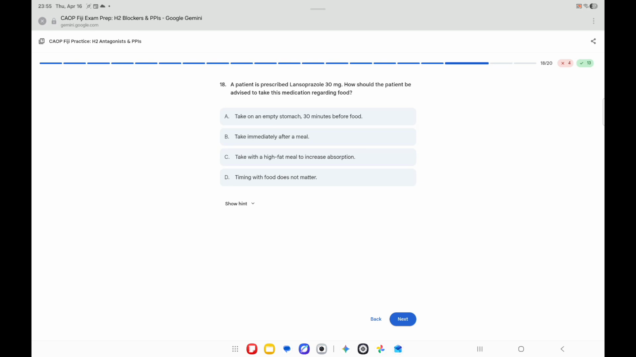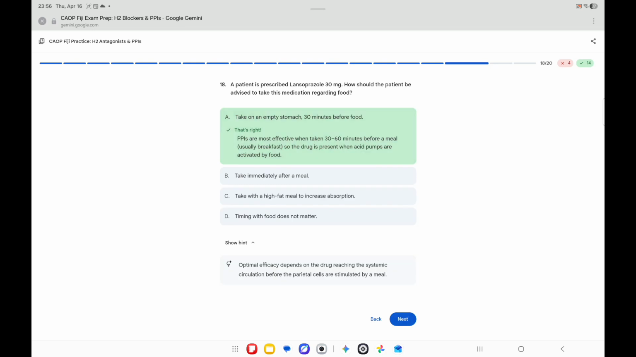What about lansoprazole? Take on an empty stomach 30 minutes before food, or B, take immediately after a meal, or take with a high fat meal to increase absorption, or timing with food does not matter. I think dexlansoprazole is the only option that can be taken irrespective of food, so I will go with, okay, let's show hand. Optimal efficacy depends on the drug reaching the systemic circulation before the parietal cells are stimulated by a meal. So take on an empty stomach is the right answer.